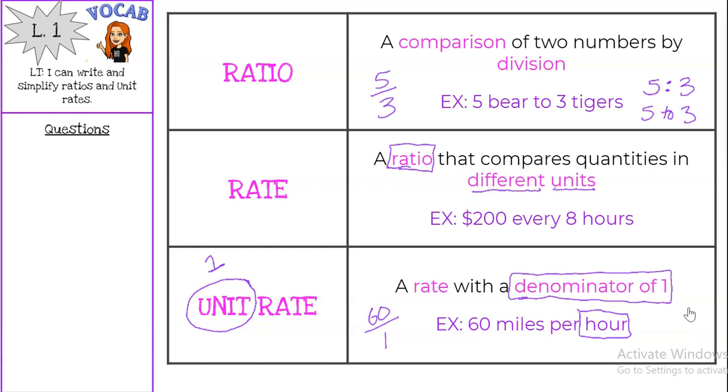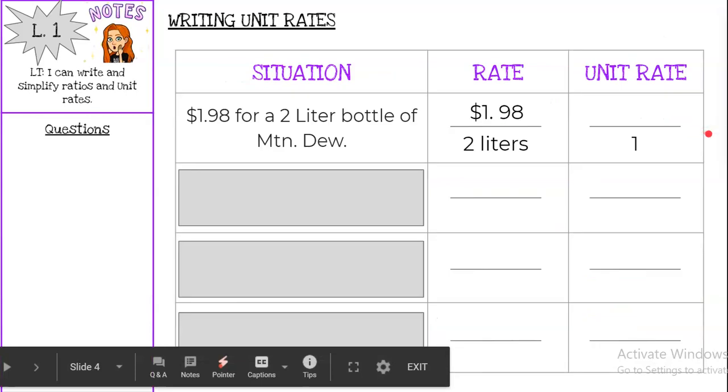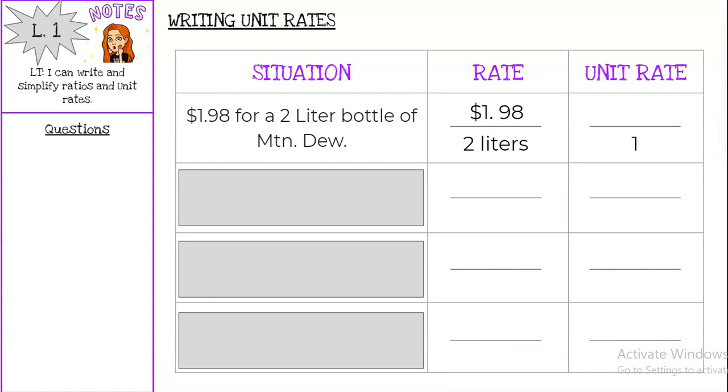So we're going to work with unit rates today. And to do so, we have some situations that we're going to write some unit rates for. Our first situation is $1.98 for a 2-liter bottle of Mountain Dew. So that is $1.98 for every 2 liters.